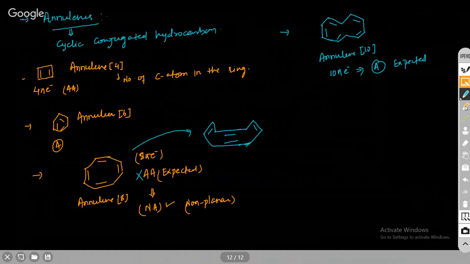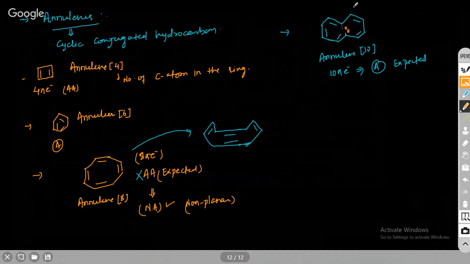But what actually happens here: because this carbon is sp2 hybridized, we must have one hydrogen present on this side, and here also one hydrogen present on this side. This distance is not enough to accommodate two hydrogen atoms over here. So because of this hydrogen-hydrogen repulsion, one of the rings comes out of the plane.